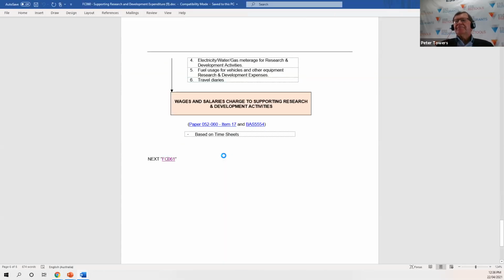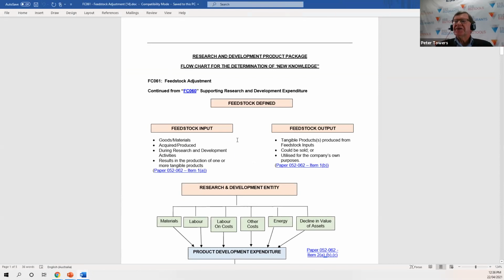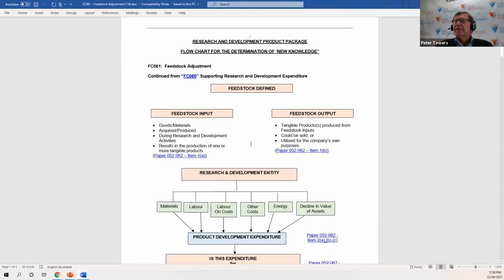One of the big calculations in research and development is feedstock. Now, feedstock is basically defined as any product that's been produced and sold or used for the company's own purpose that has originated from the research and development activity undertaken in that financial year by the company.